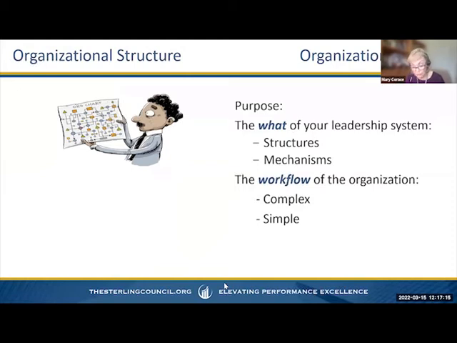So, section P1B1 of the profile asks the what of your leadership system. What are its structures and its mechanisms? What's the workflow? So this can be very complicated with many senior leaders, VPs, and assistants and managers working through a hierarchy of titles, or it can be quite simple and quite direct.